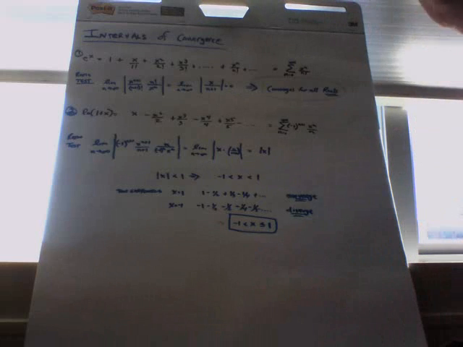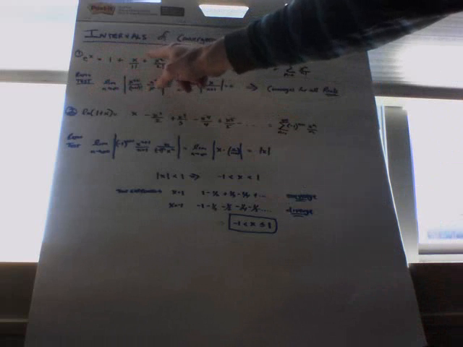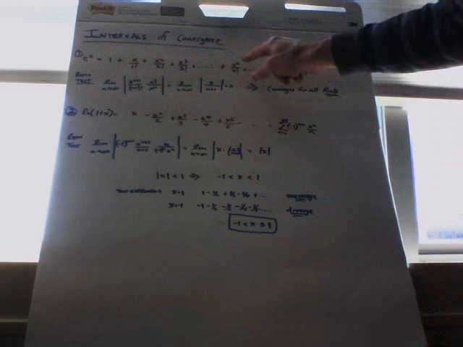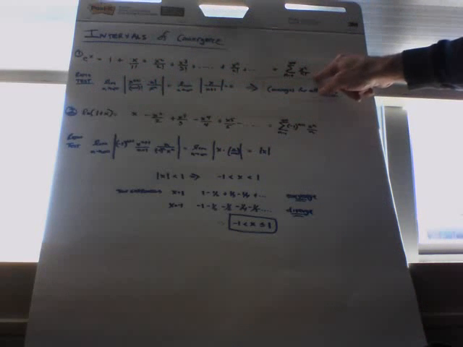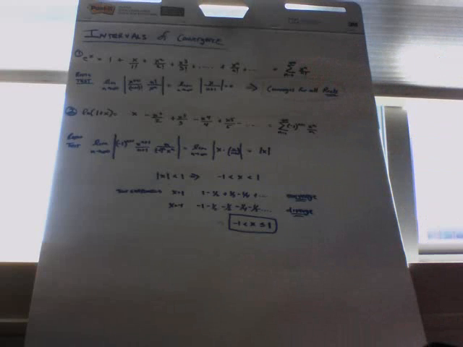So this is about convergence with endpoints. If we look at e to the x, 1 plus x over 1 factorial plus x to the n over n factorial, written in sigma notation as x to the n over n factorial.